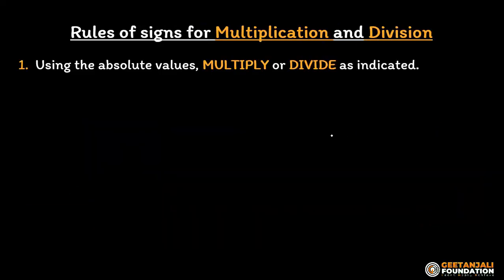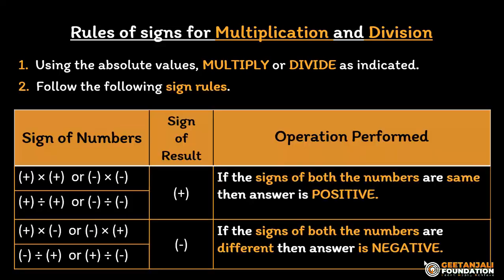Next is rules of sign for multiplication and division. So first of all, using absolute values, multiply or divide as indicated, then follow the sign rules. And the sign rule says if both the numbers are of same sign, maybe both are positive or both are negative, then whether you multiply them or divide them, the result is going to be positive. If both the numbers are of different sign, in case of multiplication or in case of division, the result is going to be negative.